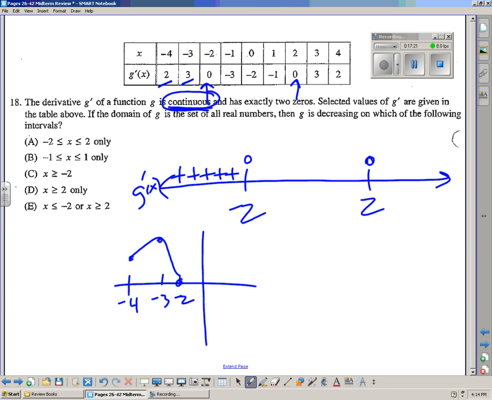So from -2 to 2, the derivatives are negative, and that has to happen across the interval. And then past 2, the derivatives are positive. So G is decreasing on the interval -2 to 2. So we can say choice A is the answer.